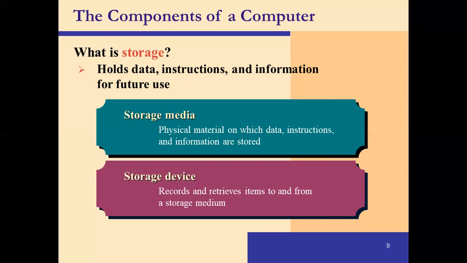There are two types: storage media and storage devices. Storage media is the physical material on which data, instructions, and information are stored. Storage devices record and retrieve items to and from the storage medium. Take the hard drive: it takes your data, instructions, and information and stores them. And there are devices that can retrieve your data from the medium, whether that medium is a USB drive or a hard drive. These are the devices that hold the data.